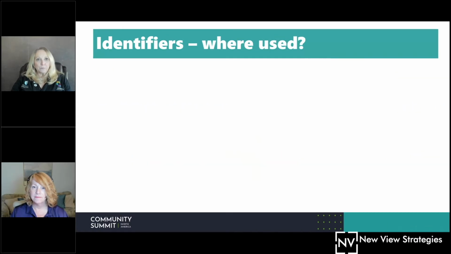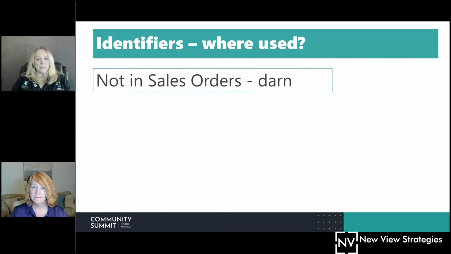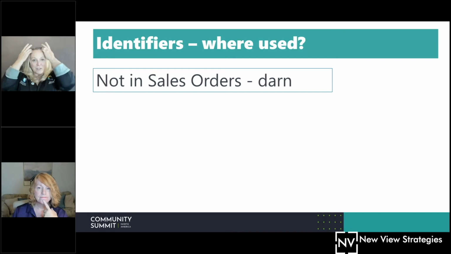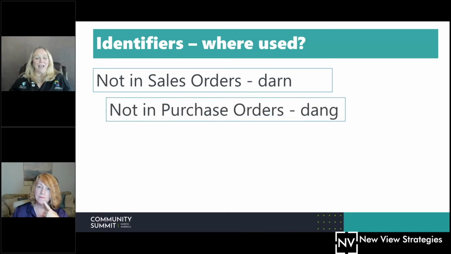So I went to find it, and I looked in sales orders. It's not there. I was like, darn it. So I can't put an A on a sales order line and get the item, the variant, and the unit of measure. There's no field, right? So I said, okay, purchase orders. That's where it is. No, dang it, it's not there either. So it's like, where are the identifiers?